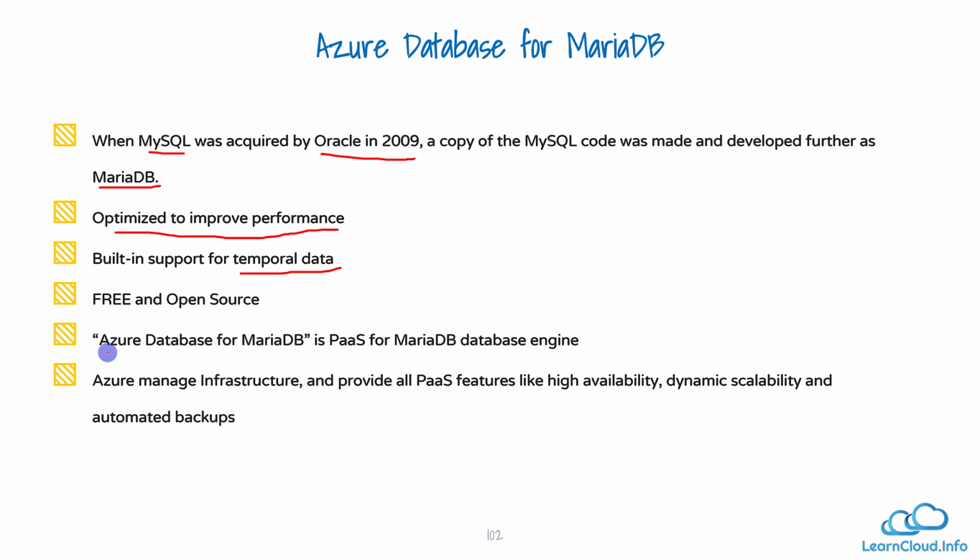And once again, Azure Database for MariaDB. This is the name of the PaaS service, platform as a service, for the MariaDB on-premises database engine. So when we want to use MariaDB in Azure, we will use Azure Database for MariaDB. And since this is an Azure PaaS service, all the infrastructure will be taken care of by Azure. Azure will also provide all the features of PaaS, like high availability and scalability, automatic backup, and all the management of infrastructure. All of these PaaS features will also apply to MariaDB as well.